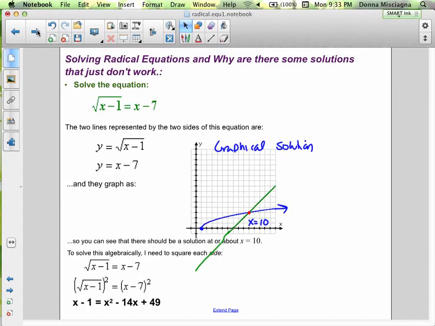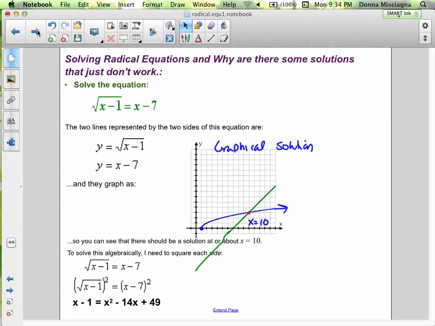The blue graph is the graph of y equals the square root of x minus 1, and the green graph is the graph of y equals x minus 7. That's just linear. So you can see there should be a solution at or about x equals 10. That's where those two intersect, and if they have one point of intersection, that means they have one solution. To solve this algebraically, I need to square each side.